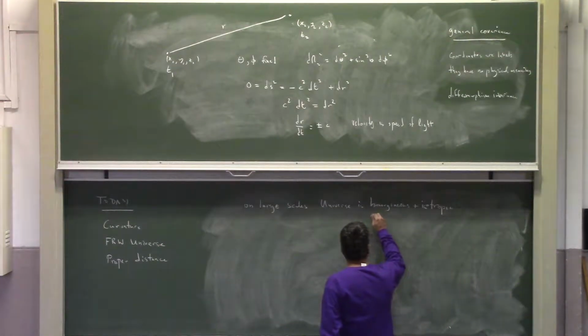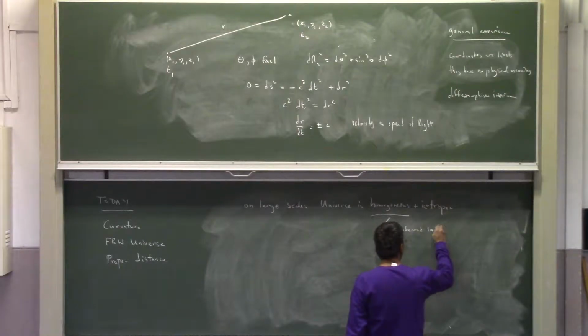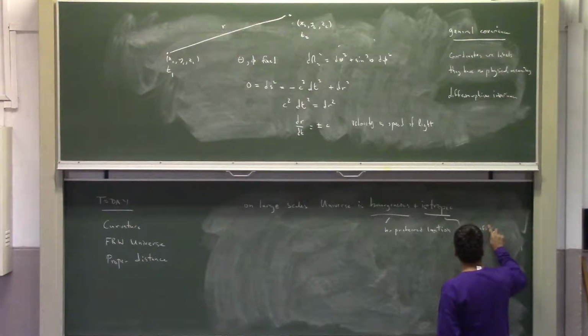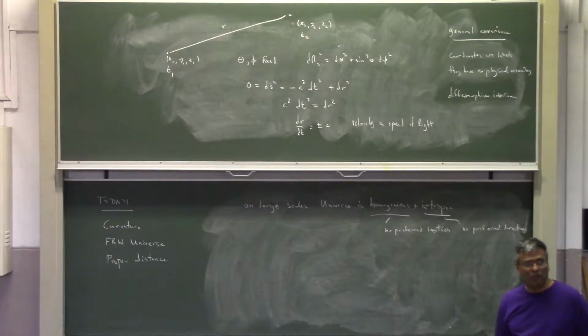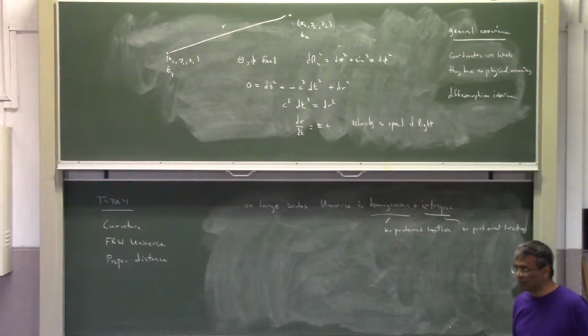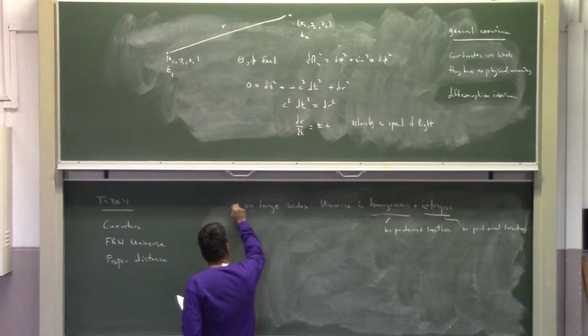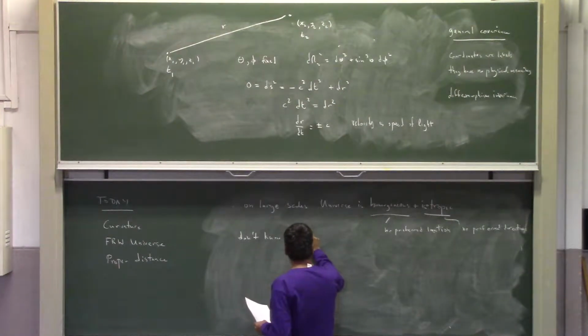So remember that homogeneous means there's no preferred location. Isotropic means there's no preferred direction. And these assumptions are operative on scales bigger than 100 megaparsecs. On scales bigger than 100 megaparsecs, we've never measured the sum of the angles in a triangle. So we don't know whether the universe is flat, positively curved, or negatively curved a priori. We simply don't know. So we don't know that spatial sections are flat.